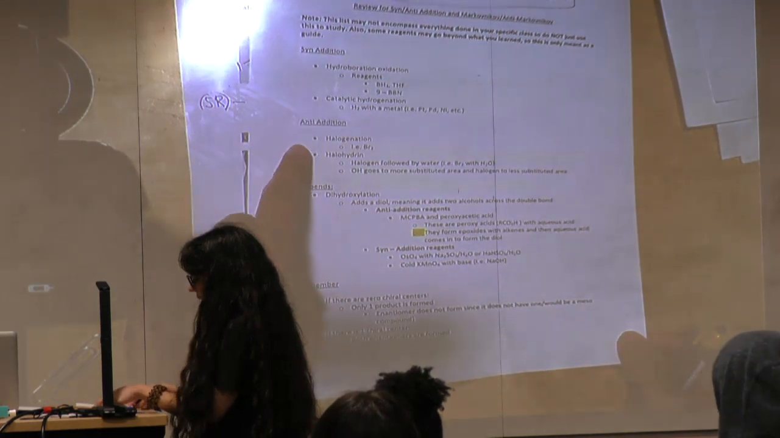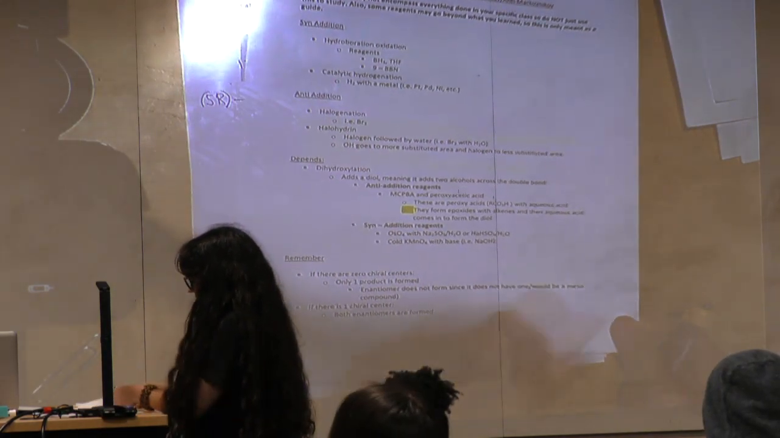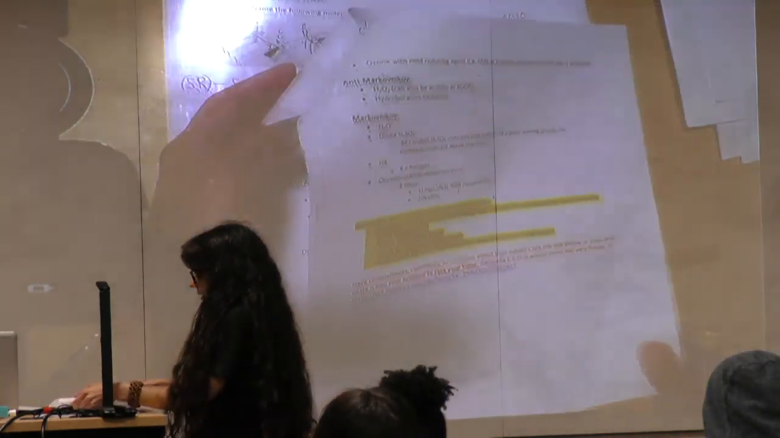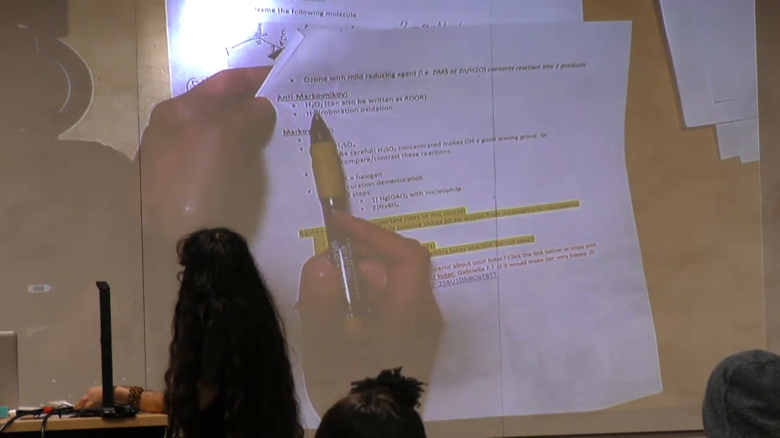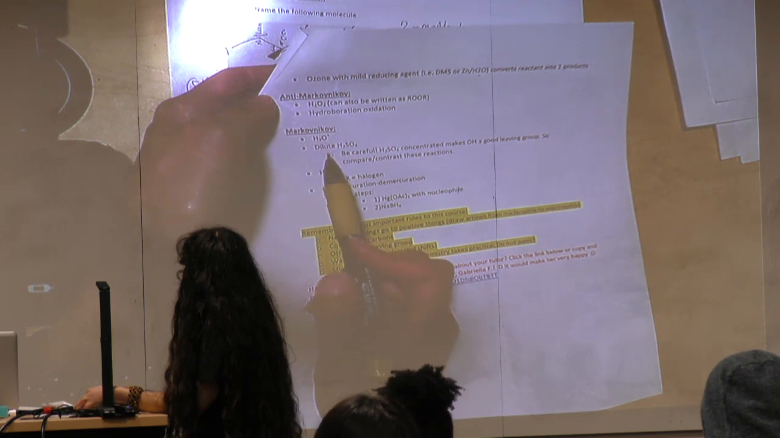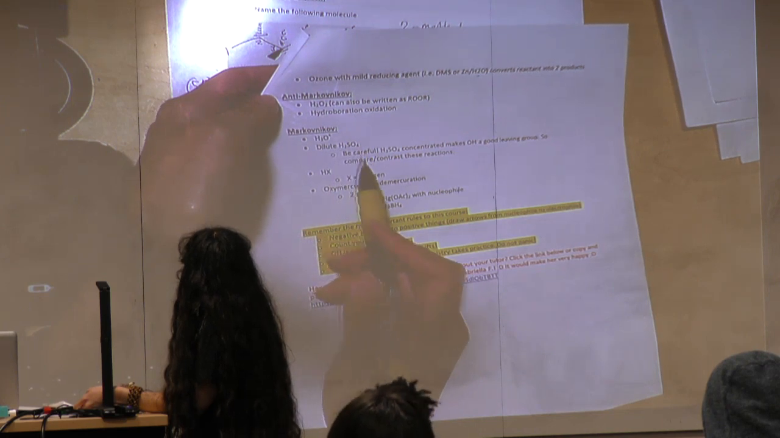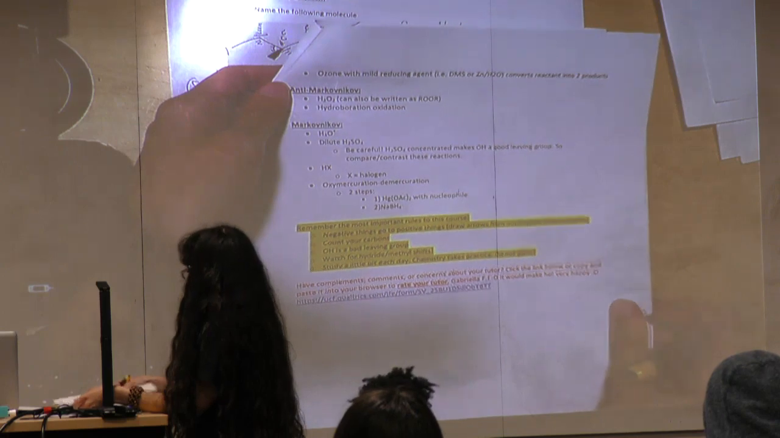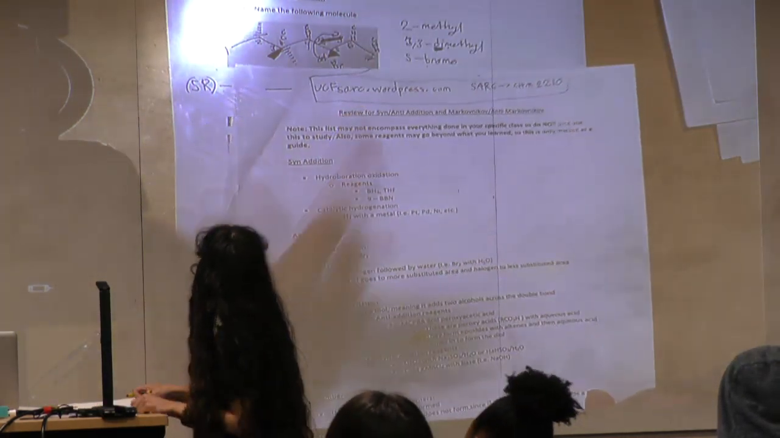Syn addition versus anti-addition depends on things like hydroxylation, and there are certain rules around them. Also, certain things are always anti-Markovnikov, such as hydrogen peroxide, and certain things are always Markovnikov, like acid, dilute sulfuric acid, and stuff like that. So there's the site again if you want to go to it.